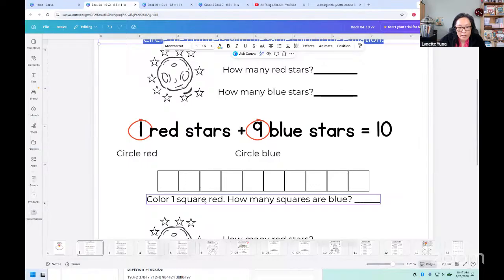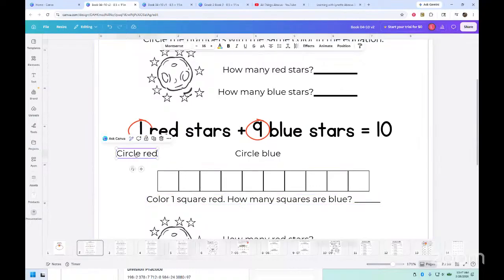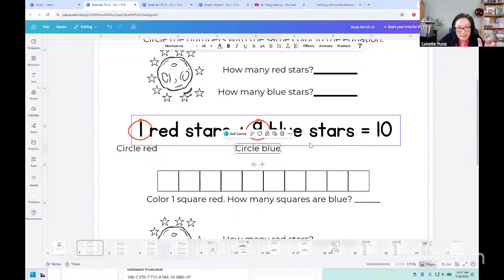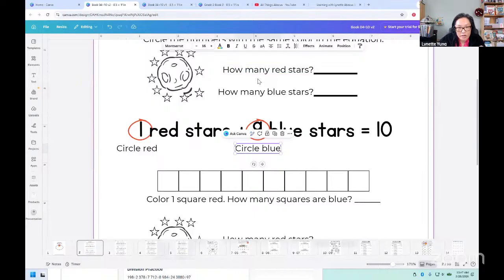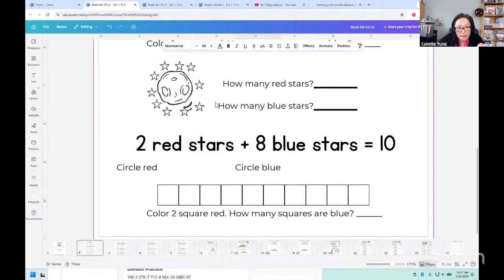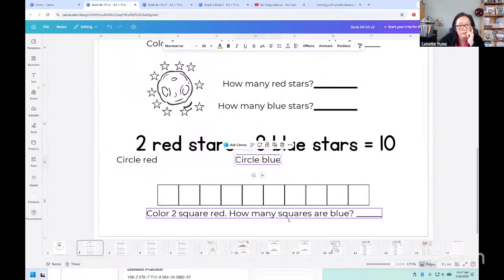Okay, color 1 square red. How many squares are blue? That makes sense. Circle red and then circle blue. And that's it. That's the activity. And then answer the questions. How many squares are red? How many squares are blue? So then you go to the next one. Here, how many squares are red? How many stars are blue? Circle this red, circle this blue.